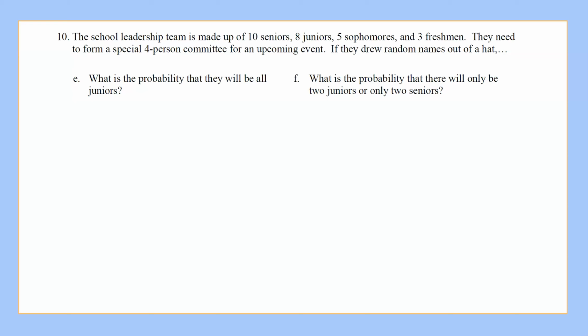The question hasn't changed. We still have a 4-person committee. The probability of an event occurring is still equal to the number of ways the event can occur divided by the total number in my sample space. The total number in my sample space would be, of the 26 students that I have, how many different ways can I select 4 of them? Still a combination, because the order in which I choose my students does not matter.